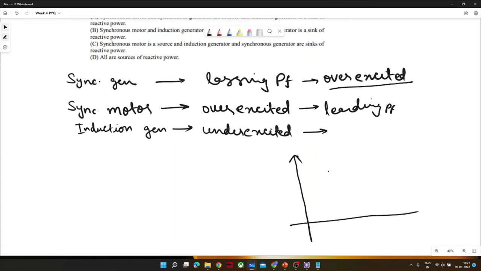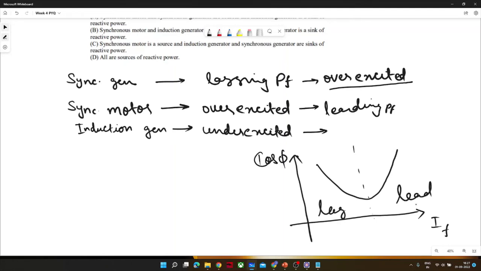This type of V curve, if you remember, as IF, and this was cos phi. So first it would be lag, and then it would lead, right? So this is the case for which, motor or generator? Can you tell me? Motor, sir. Yeah, correct. So this is for motors. And the inverse of this, if you go this way, this would be for generator.